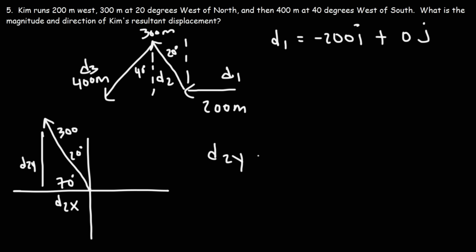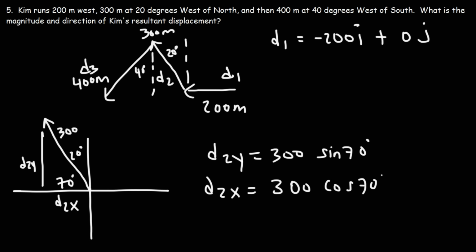Therefore, d2y is going to be d2, which is 300, times sine of 70 degrees. d2x is going to be d2, which is 300, times cosine 70. So let's get the x component first. 300 cosine 70, that's 102.6. Now, keep in mind, we need to add positive and negative signs.